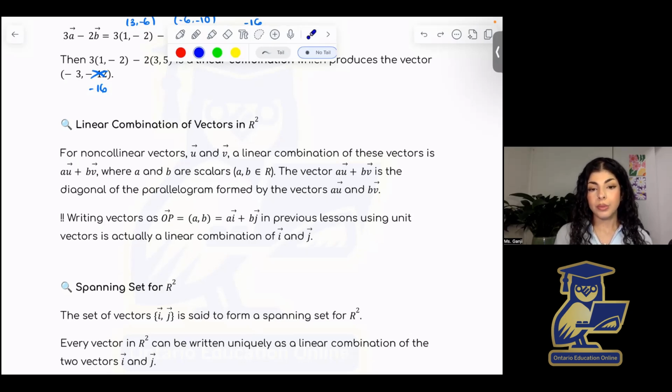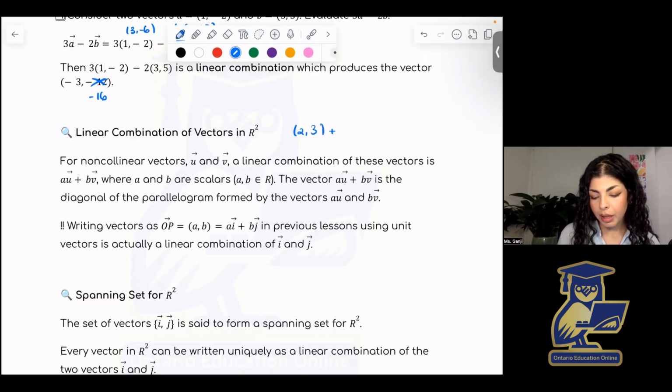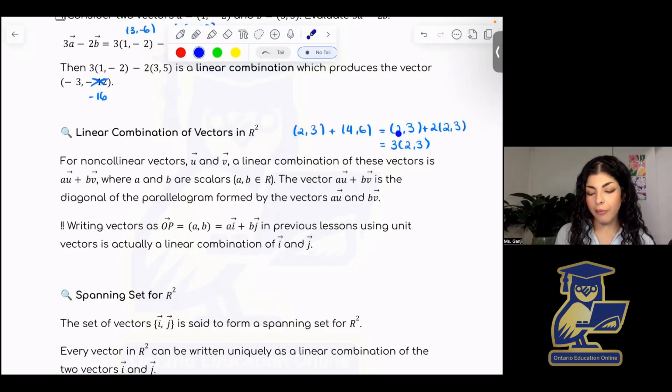And the reason it's important, especially with non-collinear vectors, and just to give you an example, if they were collinear vectors, so if you had 2, 3 plus 4, 6, then this is really 2, 3 plus 2 times 2, 3. So this is just 3 times 2, 3. So you don't actually have two different vectors, u and v. It's just the same vector, just multiples of each other. So that's why they have to be non-collinear for you to have two different vectors.